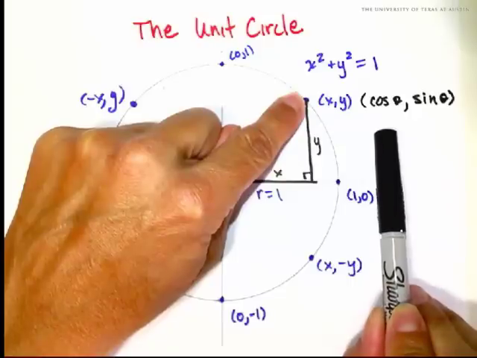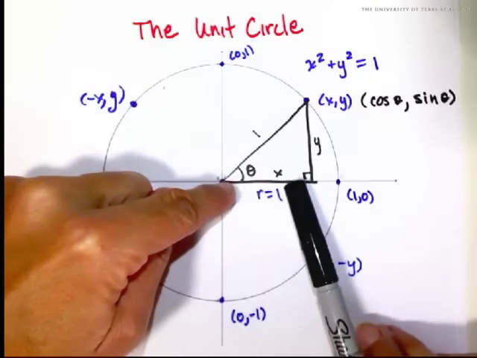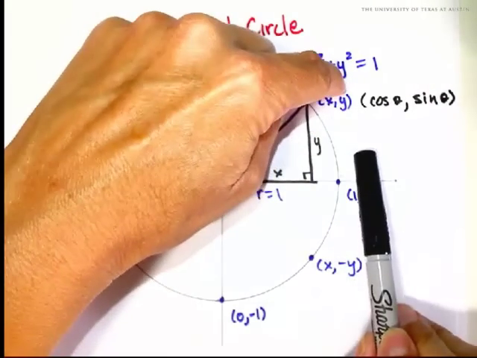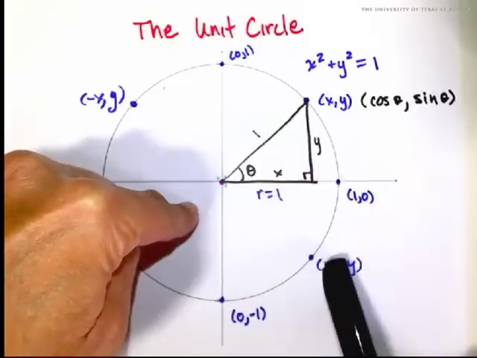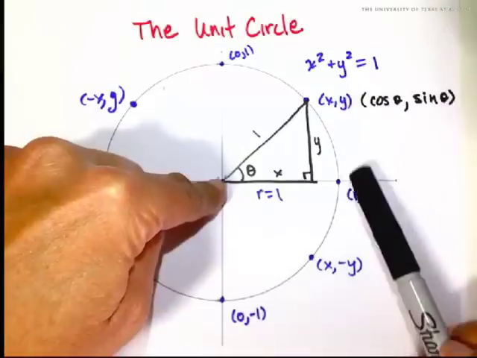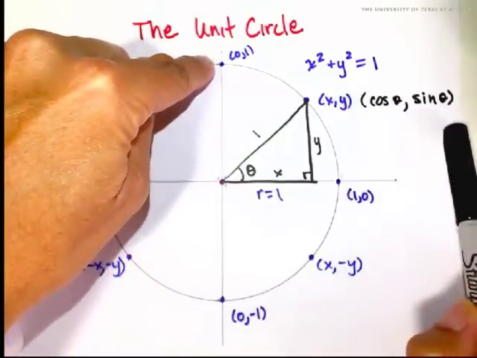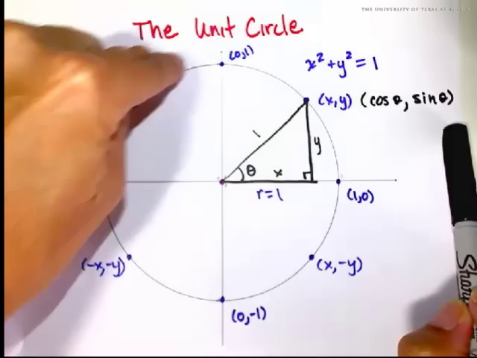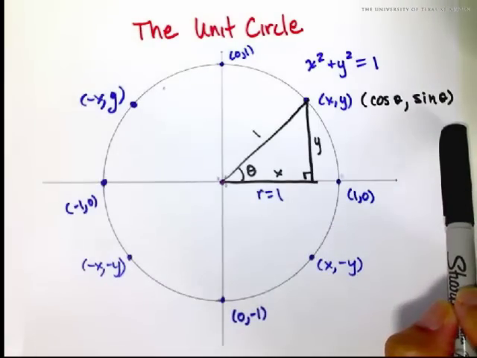The x-coordinate corresponded to the cosine of theta, remember, the adjacent over hypotenuse, and the y-coordinate corresponded to sine of theta, the opposite over hypotenuse. Well, we want to extend this idea to go beyond right triangles. We want to be able to talk about these ratio values for all points on the unit circle. Alright, so we're going to extend the idea.